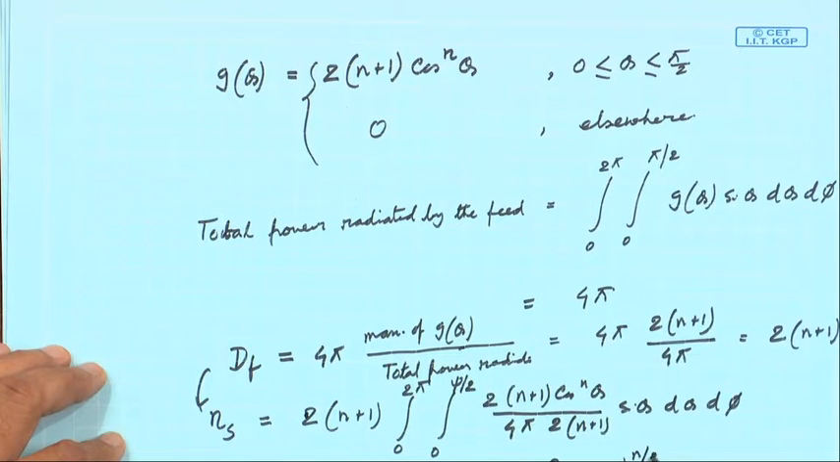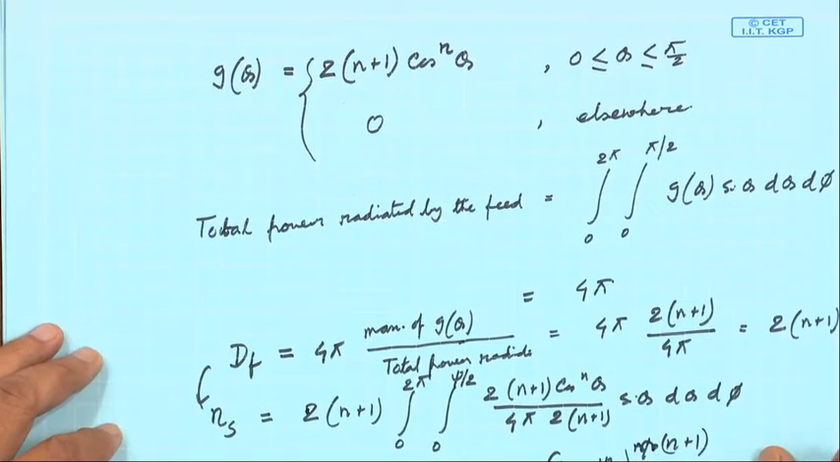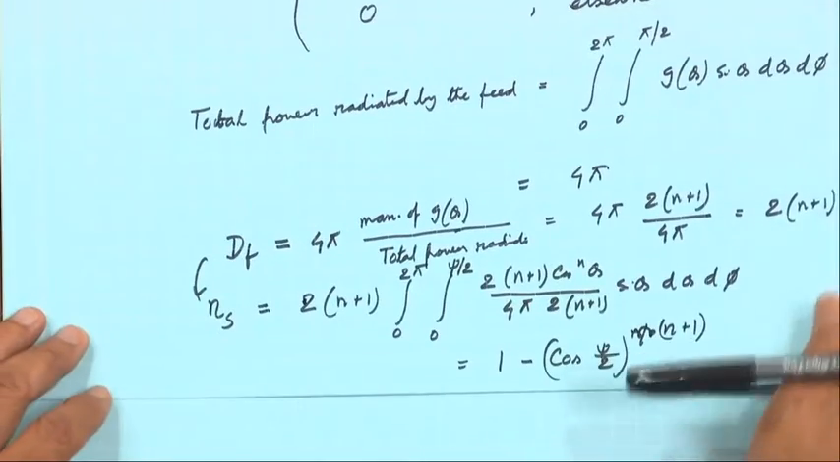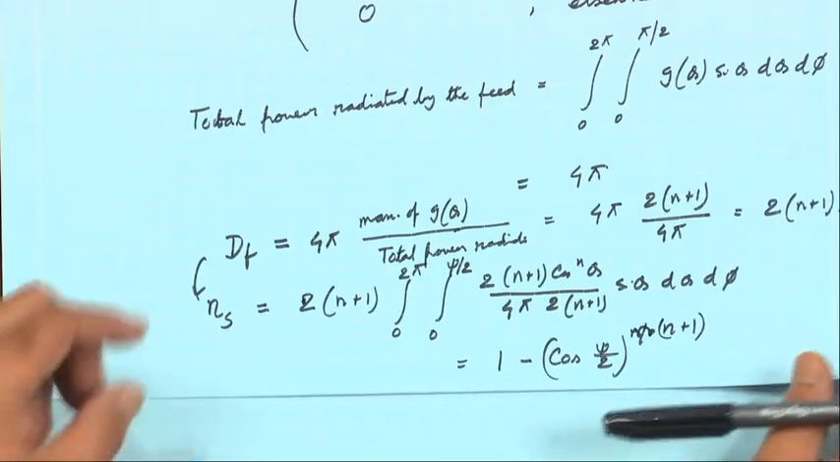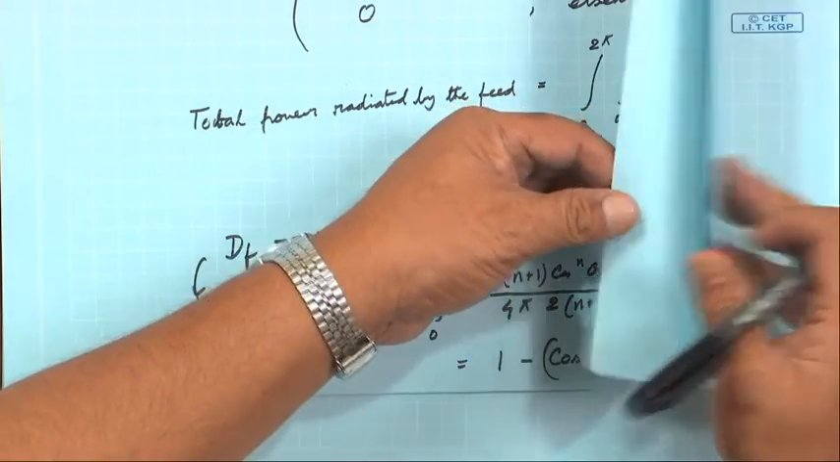and it will become (1 minus cos psi by 2) whole to the power n plus 1. This will be the spillover efficiency.